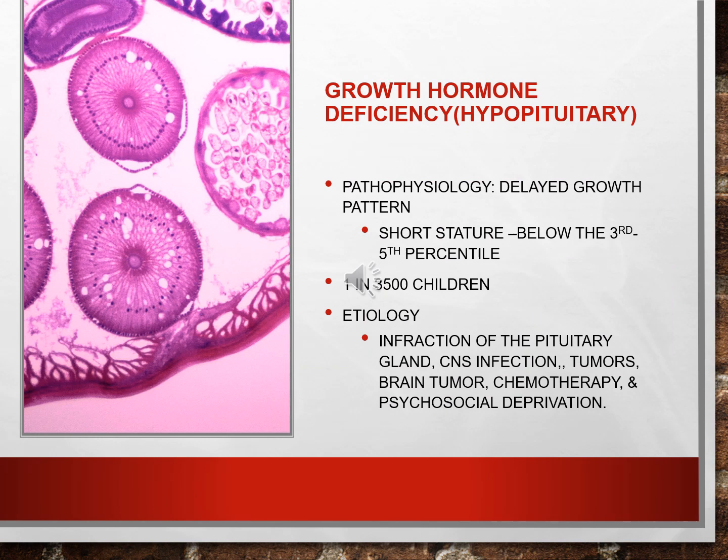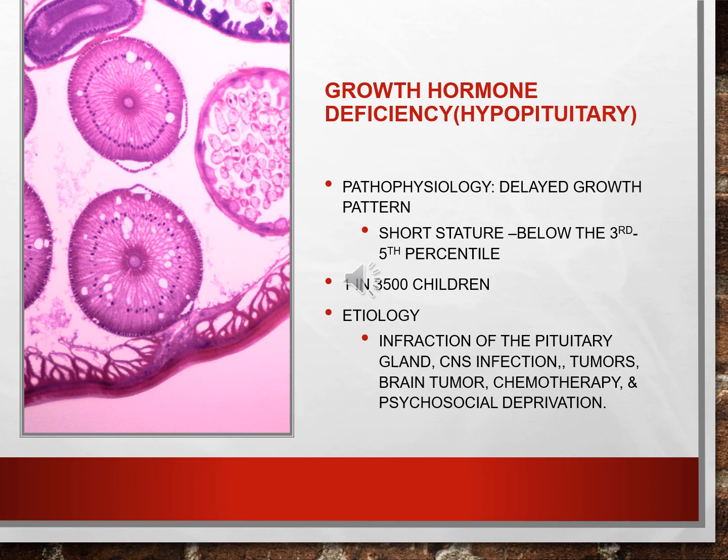We're going to talk about growth hormones. Specifically, we're going to look at growth hormone deficiency, or hypopituitarism. As far as pathophysiology, you're going to see a delayed growth pattern. They have a short stature, and that's normally below the 3rd to 5th percentile. When we think about etiology, there is an infarction of the pituitary gland, central nervous system infection, tumors, brain tumor, chemotherapy, and psychosocial deprivation, which can cause these issues.